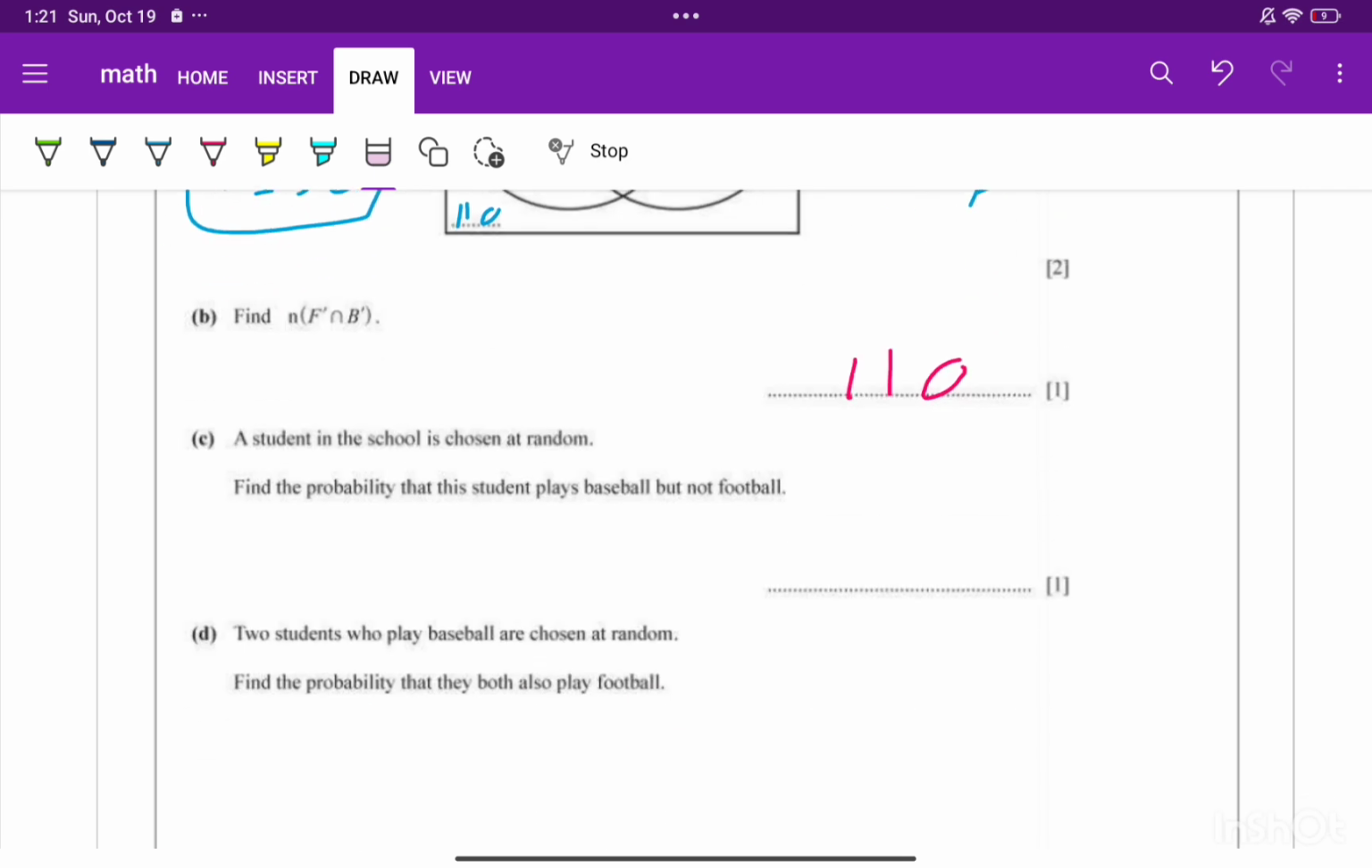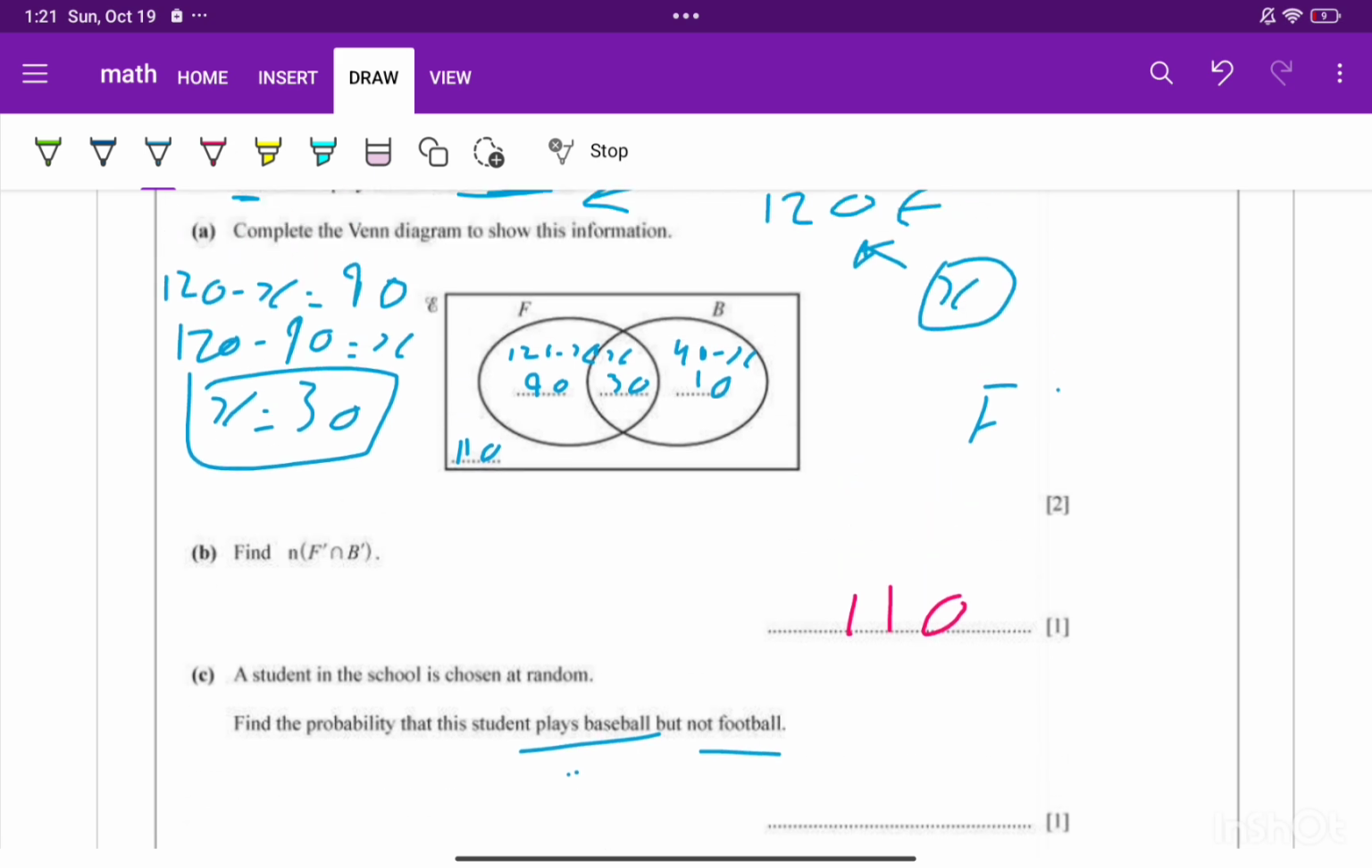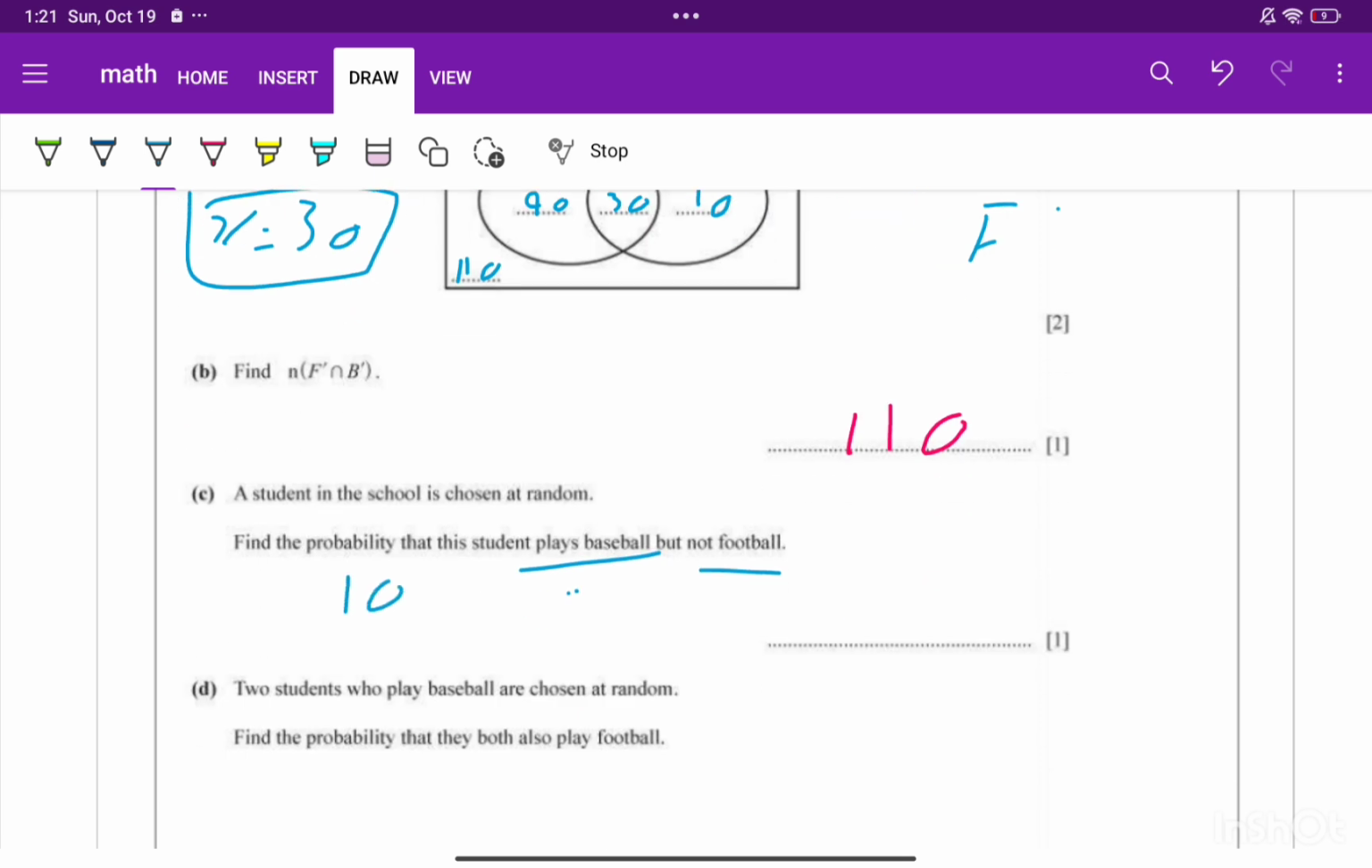Let's move to part C. A student in the school is chosen at random. Find the probability that this student plays baseball but not football. There are only 10 students who play baseball but not football. So 10 divided by the total number of students in the school, which is 240. So the answer will be 1/24.